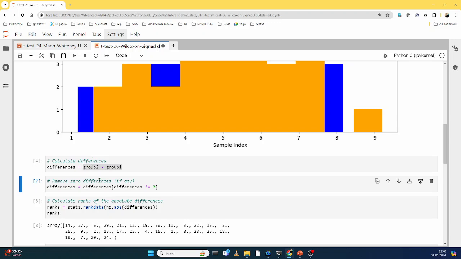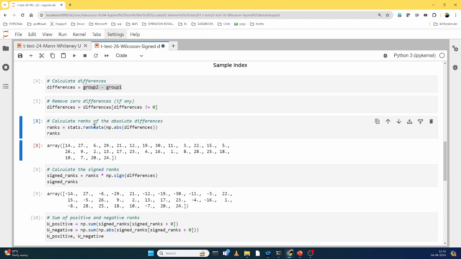So group 2 minus group 1, and then remove the zeros. This is the additional thing that we have to do. If there are no differences, just remove those cases, because we're not interested in zero difference. Then we rank the data. The ranking is done by looking at the absolute values only, so based on the absolute differences, it ranks the data.